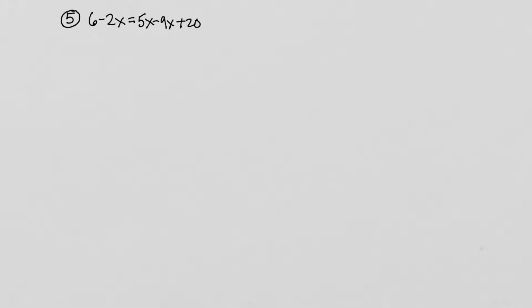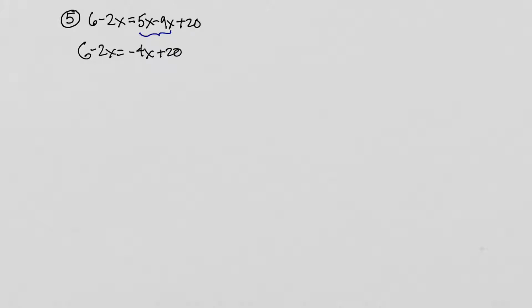Let's see what we can do about solving this problem here. First of all, let's look over here. I can see I can tighten this up a little bit. Right? We can take care of this right here. So let's do that. This will give us 6 minus 2x equals, now 5x's minus 9x's, that's negative 4x's, and we still have that plus 20.